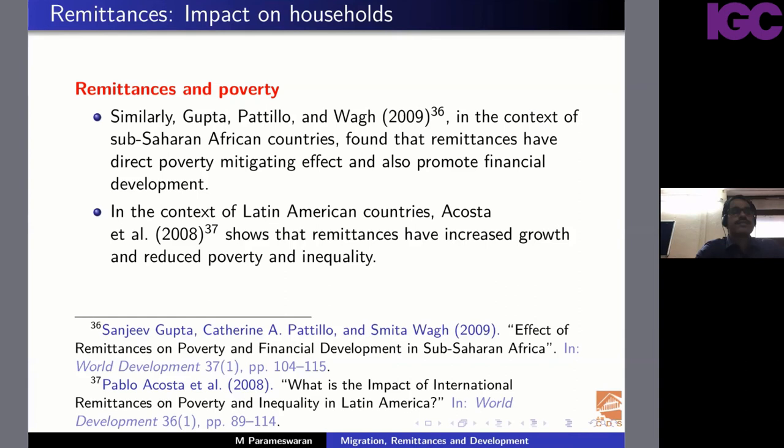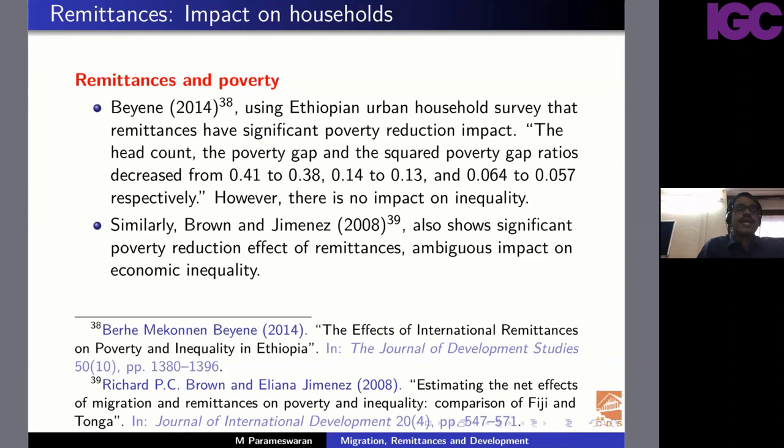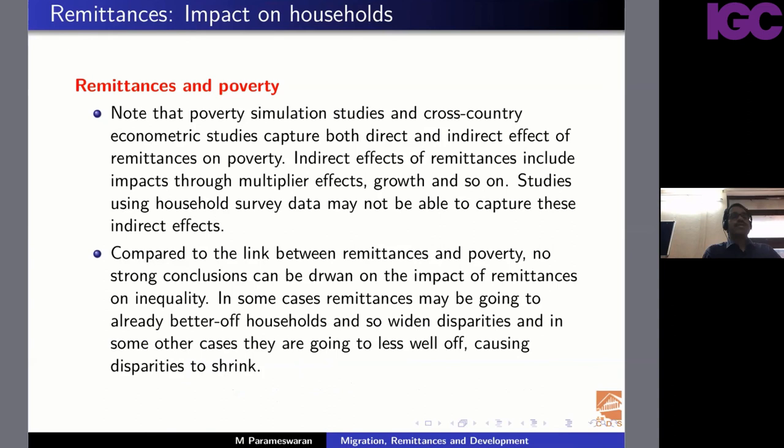African countries have more studies on poverty. These studies also found that there is no impact on inequality. Now we come to the difference.